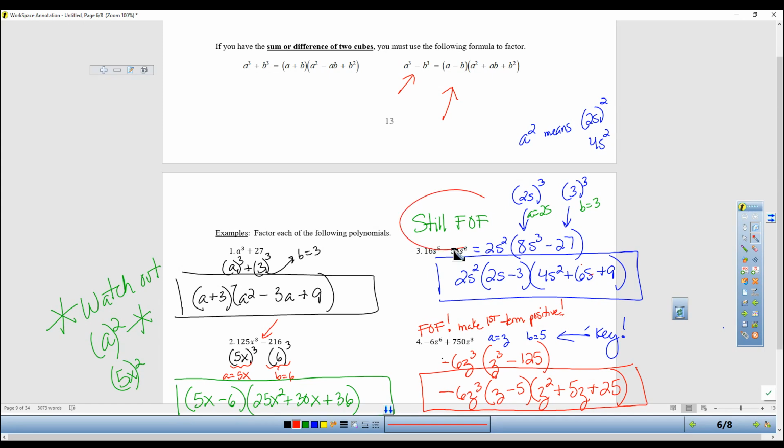So factor out first. Identify your A and your B. And then use the formula. Those are the steps.